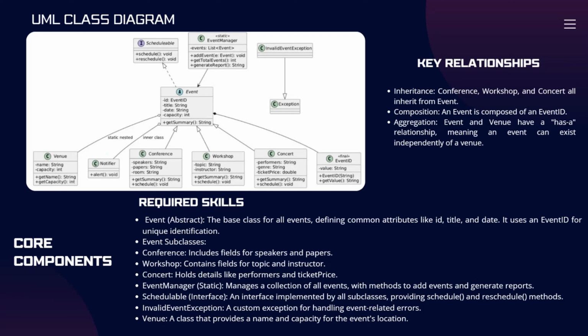We use composition. Each event is composed of a unique EventID object. And we also use an aggregation relationship with the venue class. This structure is scalable, allowing us to easily add new event types in the future. So we move on to the next part, which is the console app demo.